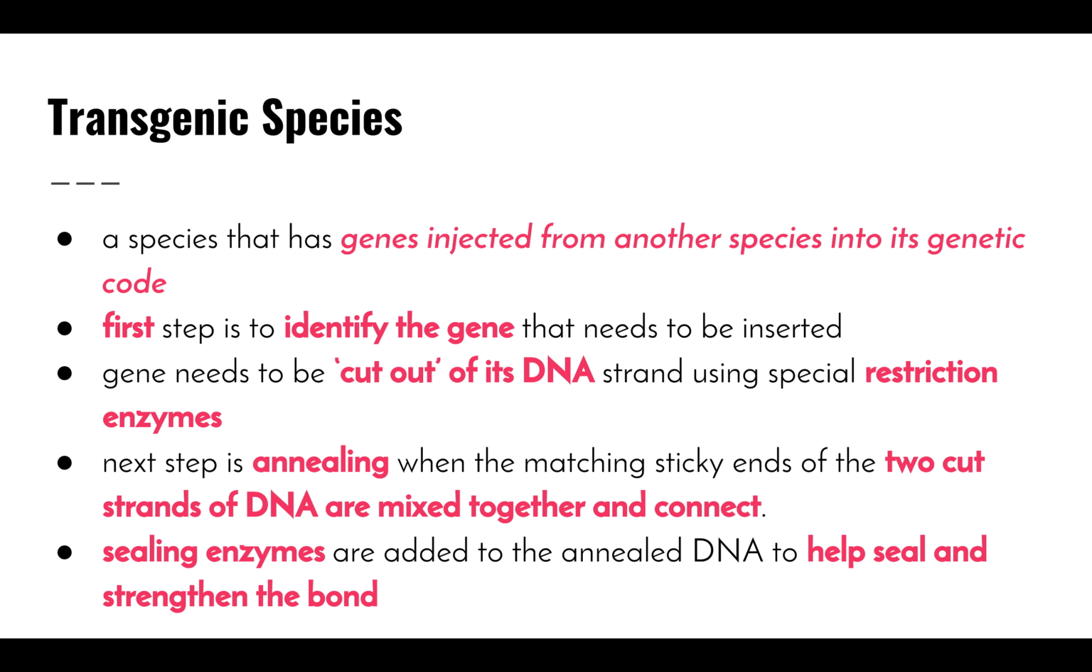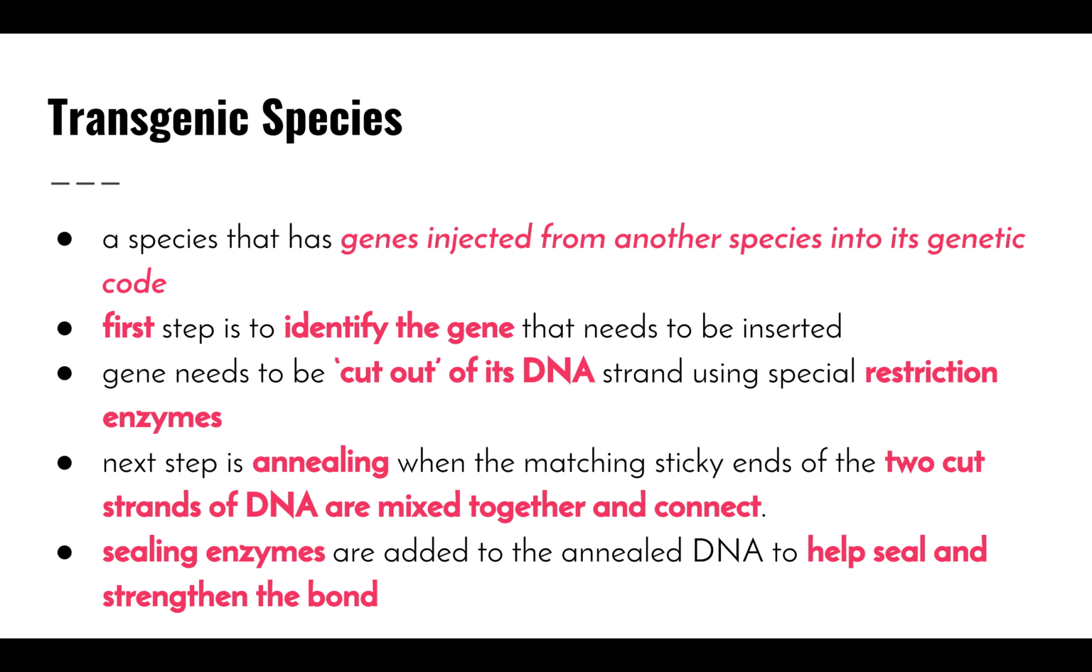To produce a transgenic species, the first step is to identify the gene that needs to be inserted from the other species into the species that we want to change or improve. Often the gene for the required characteristic is injected into the nuclei of egg cells or the early embryo to become part of the DNA. For example, human growth hormone has been inserted into a range of different fish, such as the salmon, in order to produce larger sizes.